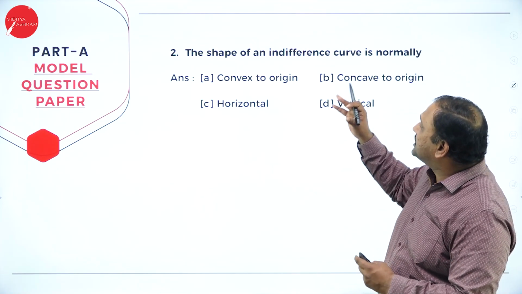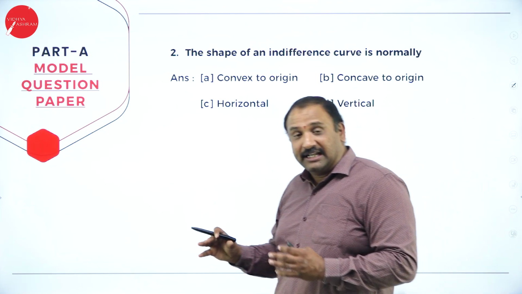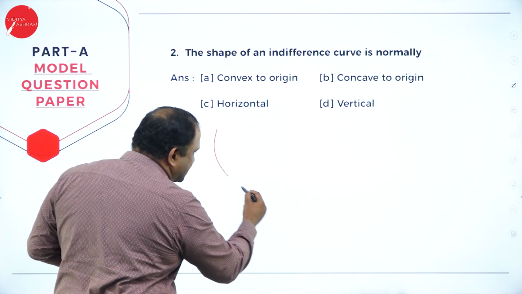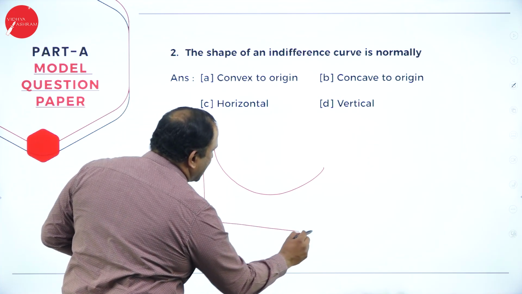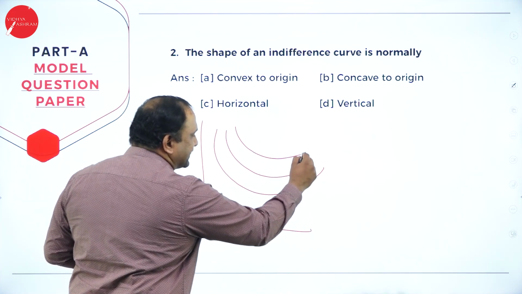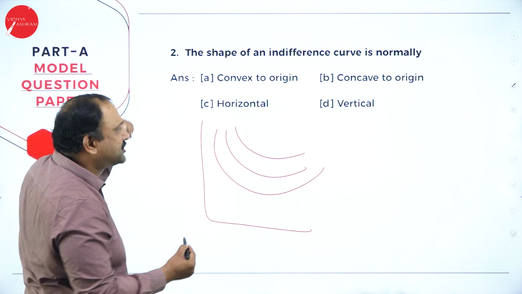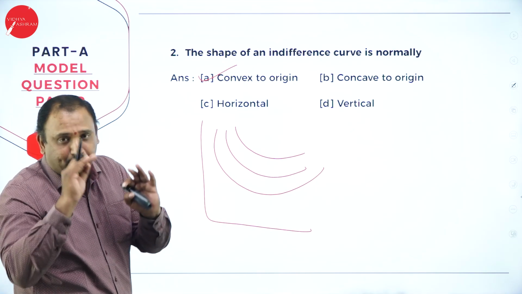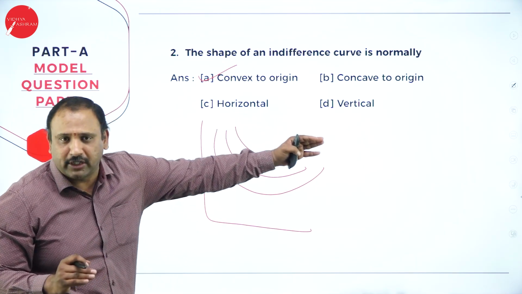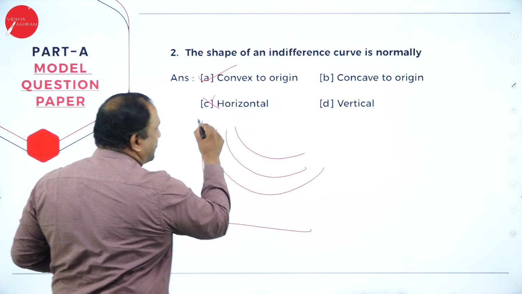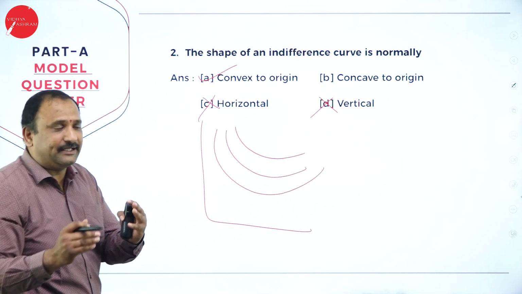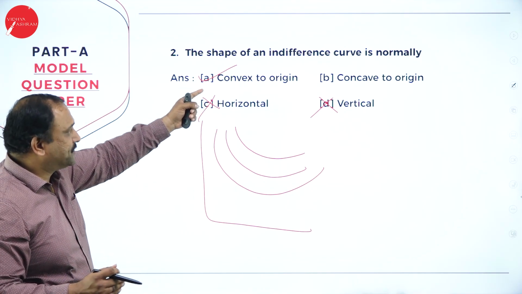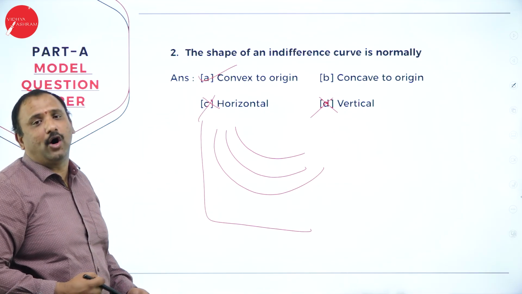Let's move further. The shape of an indifference curve. We always know that the shape of an indifference curve is something like this. When you draw this line, you would see that the indifference curve is like this, which means it is convex to the origin. That's what we always need to say. Concave is opposite, so please don't put it. It cannot be horizontal or vertical, so automatically these two options are ruled out. The only possibility is that it should be option A or option B. Obviously, it will be option A because it is convex to the origin.